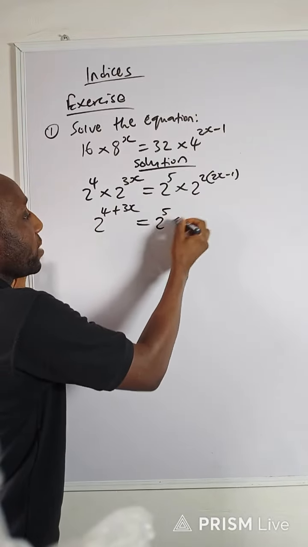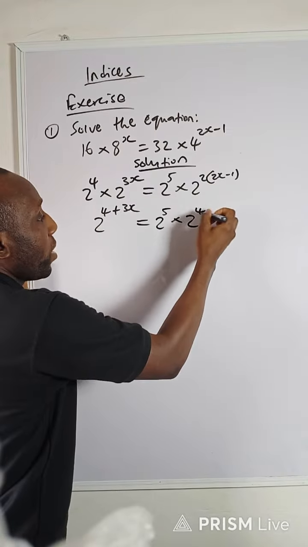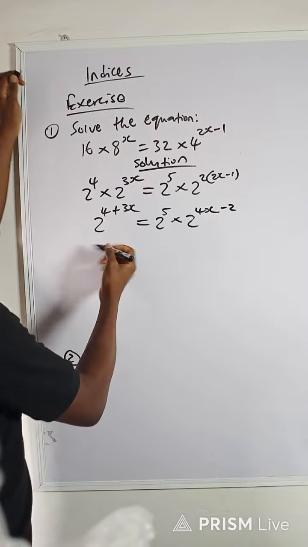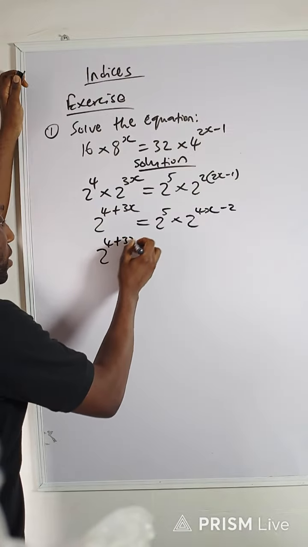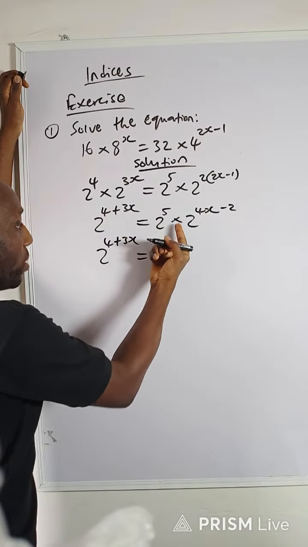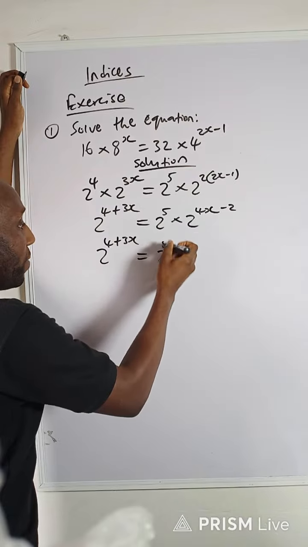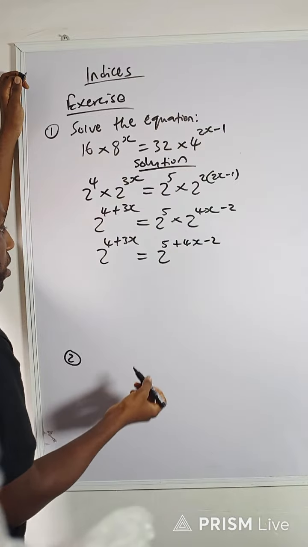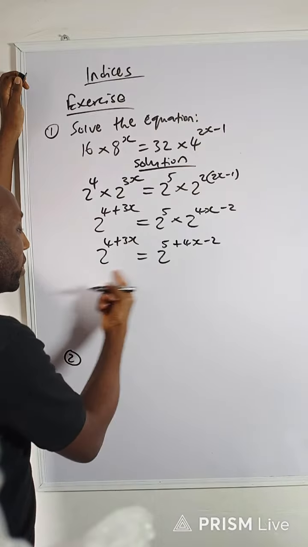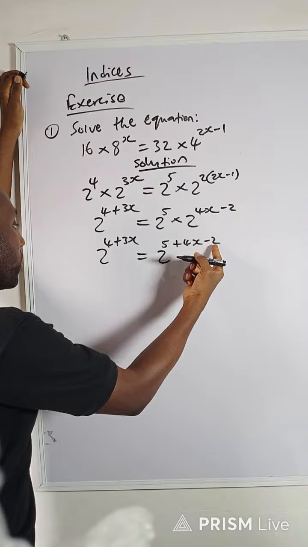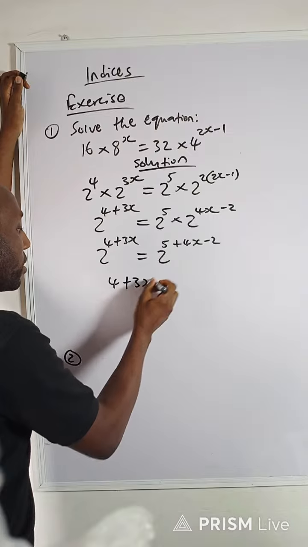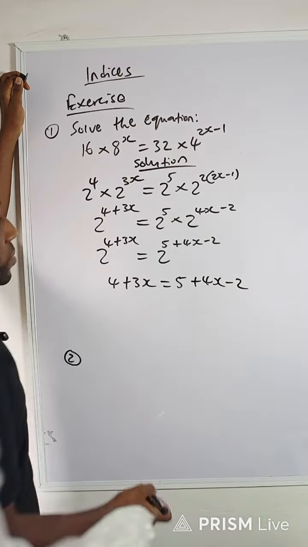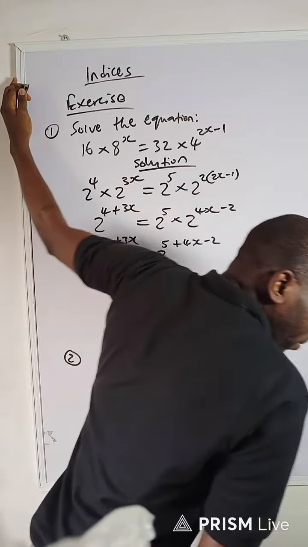Now, let me just rewrite this like this. 2 times 2x is 4x. 2 times negative 1 is negative 2. You see that? Now, let me just rewrite this one. 4 plus 3x is equal to, same base, when multiplying, you add the exponents, 5 plus 4x minus 2. The same base on both sides of the equation, so we equate the exponents. That will be 4 plus 3x is equal to 5 plus 4x minus 2. Are you still with me?